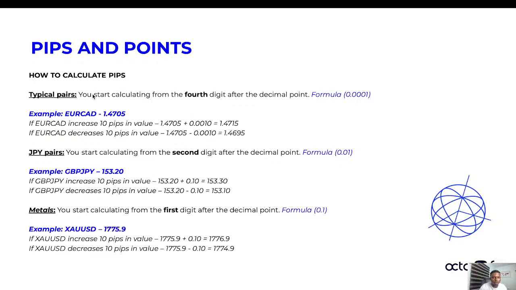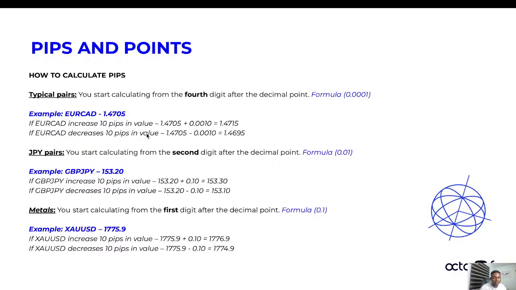You calculate from the 4th digit after the decimal point, which is 0.0001. So for example, Euro CAD is trading at 1.4701. Don't forget, CAD is the quote currency and Euro is the base currency, which means this is the amount of CAD we will need to buy 1 euro. So if Euro CAD increases by 10 pips in value, it means 1.4705 plus 0.0010, because the 10 pip increment starts counting from the 4th digit. That will be equal to 1.4715.